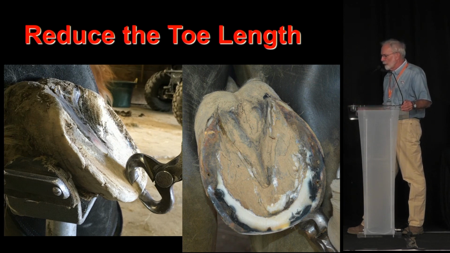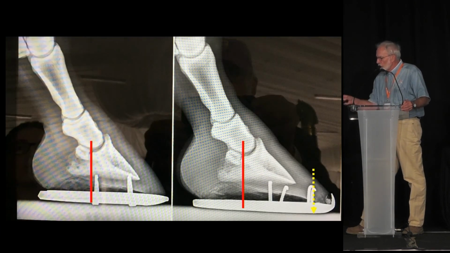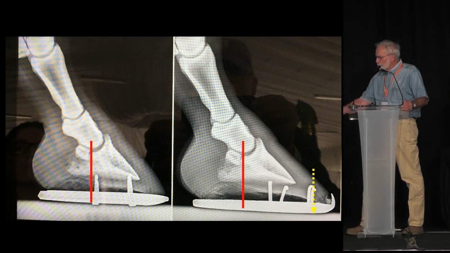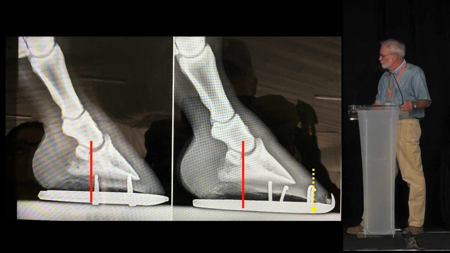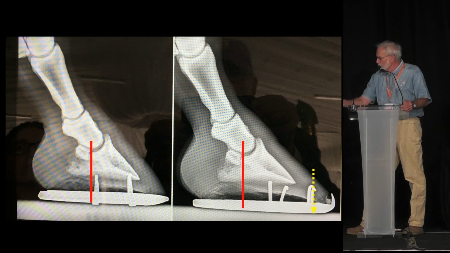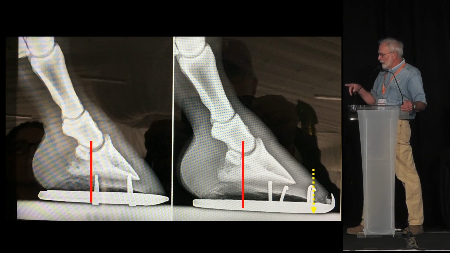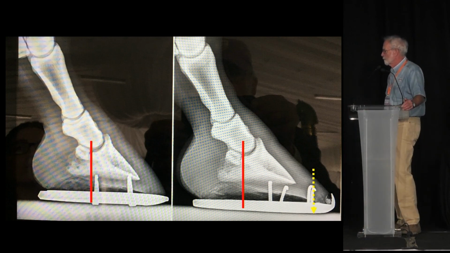Here's an example. What he did was reduce the toe vertically. He put the same shoe back underneath the horse, and look how much the leverage was reduced. So not only did he reduce the toe, but he put the shoe in the right place.